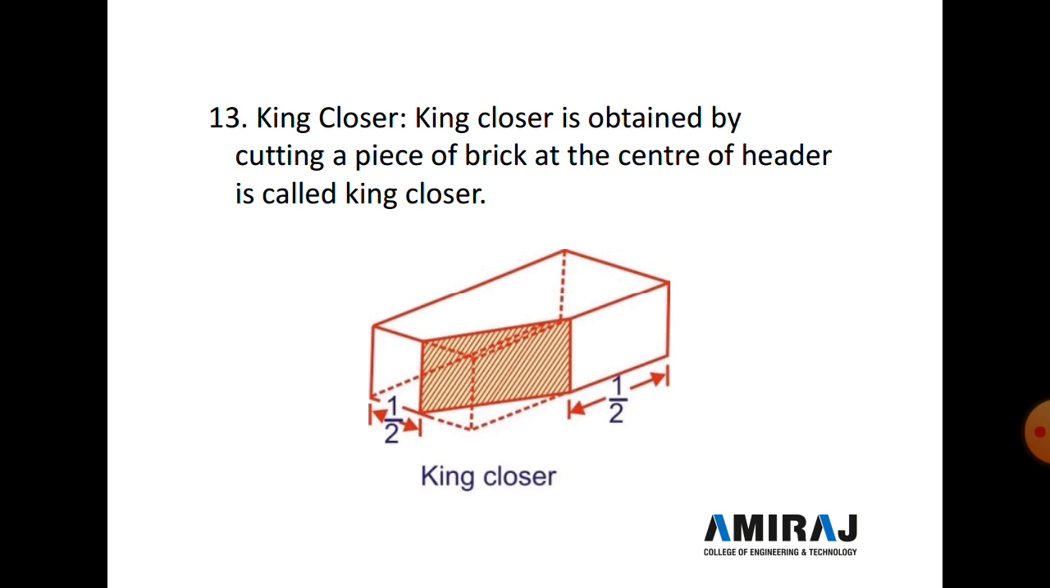Now next is a king closer. So what is king closer? King closer is obtained by cutting a piece of the brick from the center of the header up to the center of the stretcher. See this figure, half part is marked in the header and half part in the stretcher, and we cut the corner. This is called a king closer.